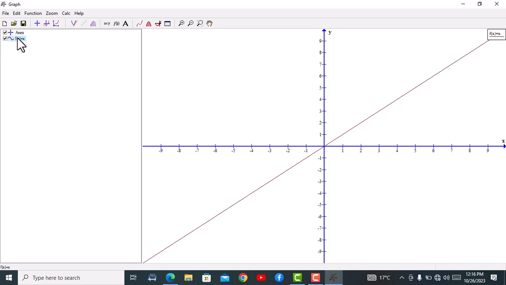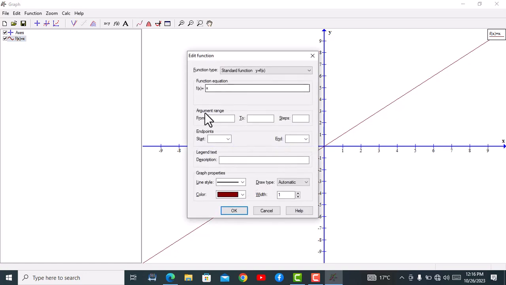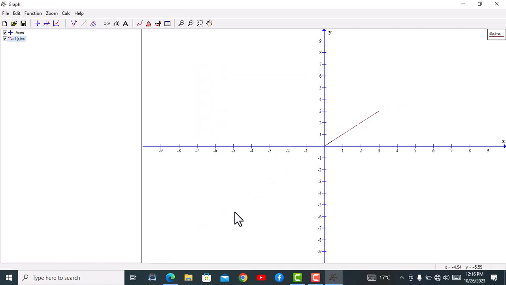Okay, that's fine. I can just come here, f at x equals x, which is y equals x in other words, and the argument range, I can say, okay, let's start from 0 to 3. Okay, and let's just see whether there will be any changes that transpire.